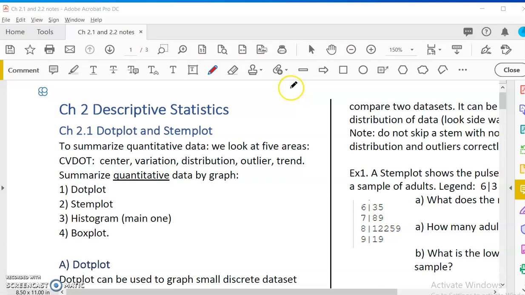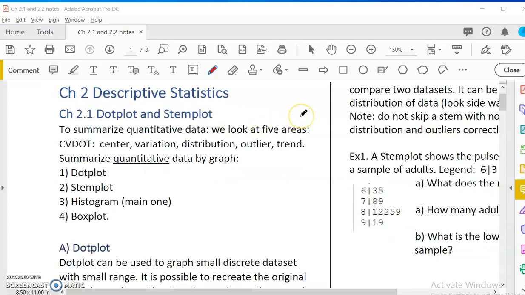Hello, this video is for chapter 2.1 for statistics. We're going to try to summarize. Chapter 2 is called Descriptive Statistics. We are going to summarize quantitative data. So if you have a set of data that is purely numbers, it's either a measurement or count. So we want to see how we can summarize it.